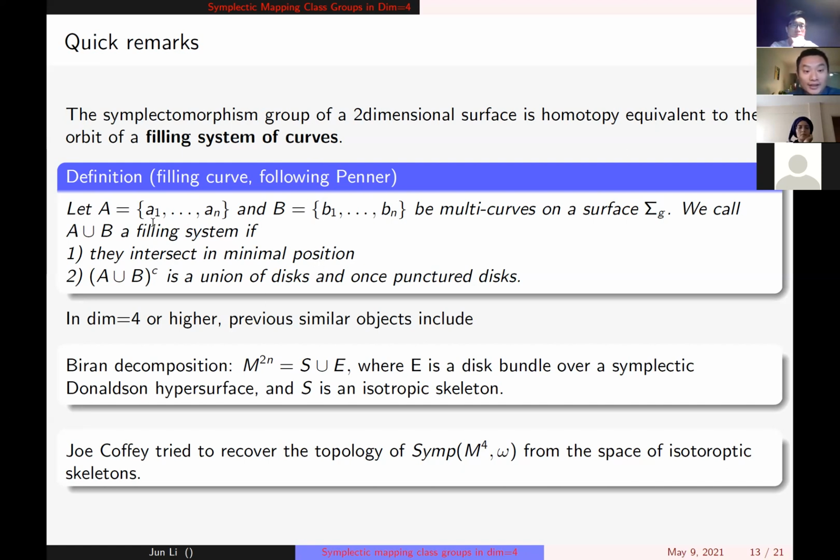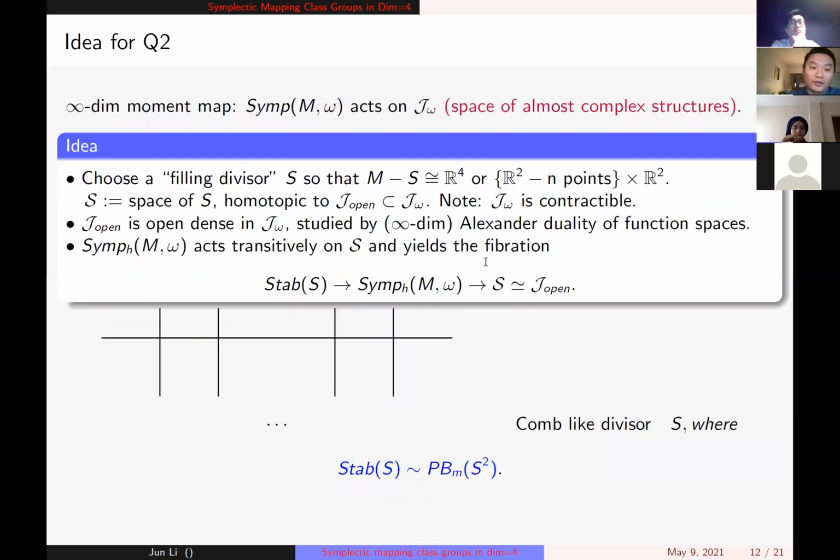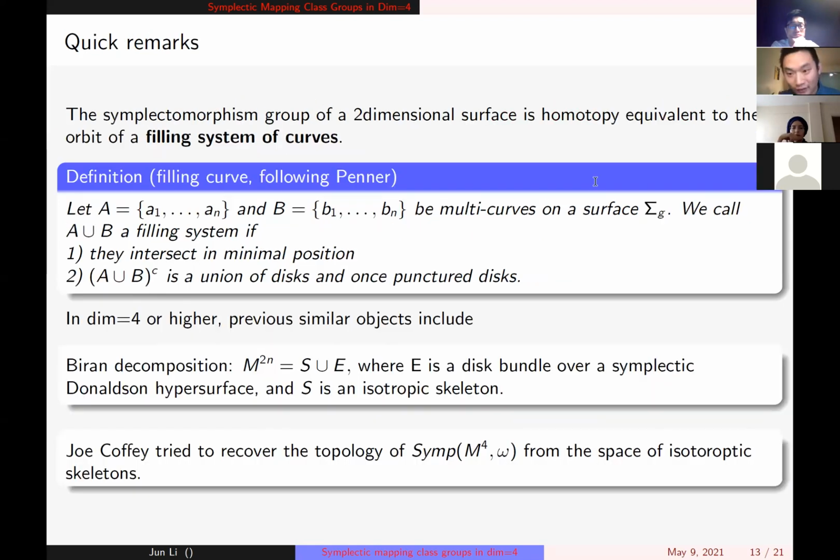If we have a collection of A's and a collection of B's, they are simple closed loops in the surface. We call it a filling system if they have minimal intersection. That means the geometric intersection equals the algebraic intersection, like the pairing in homology. Then the complement looks like a union of disks and once-punctured disks. If you think about that, this is quite similar to the requirement we have here for the complement.